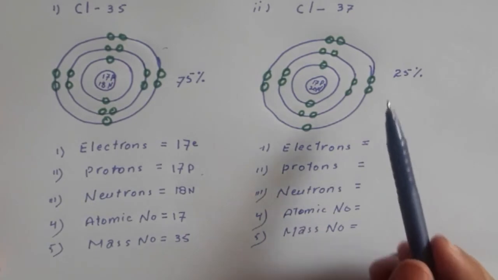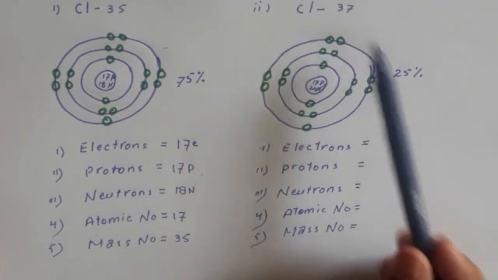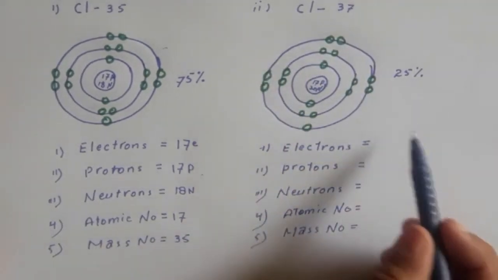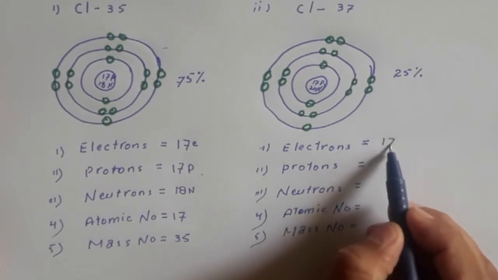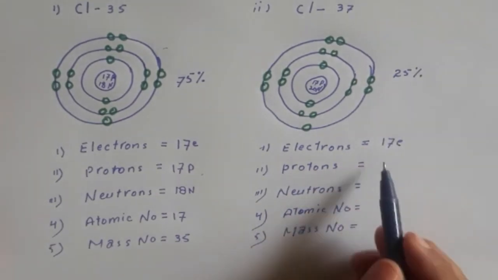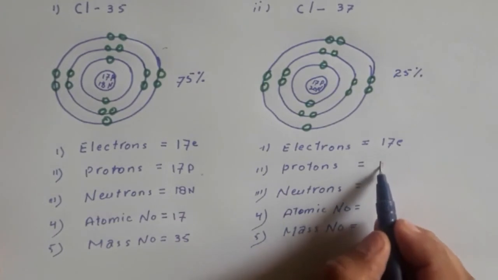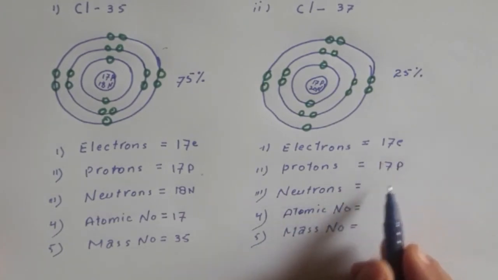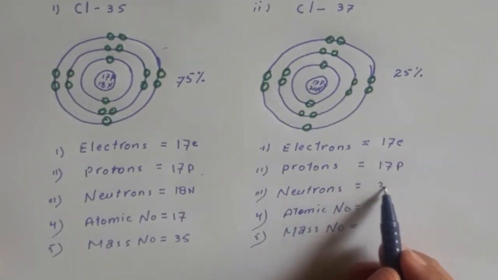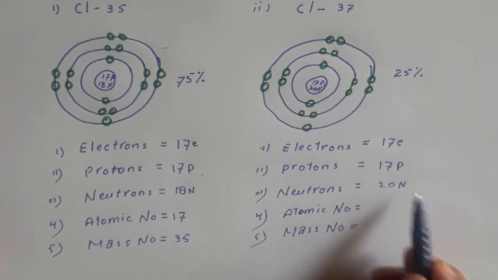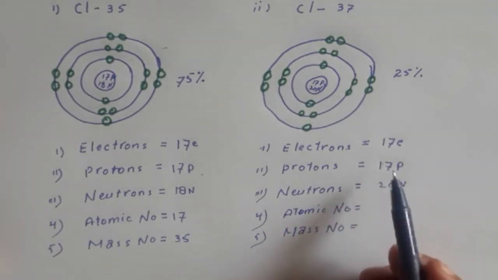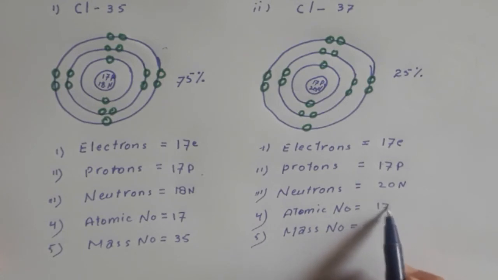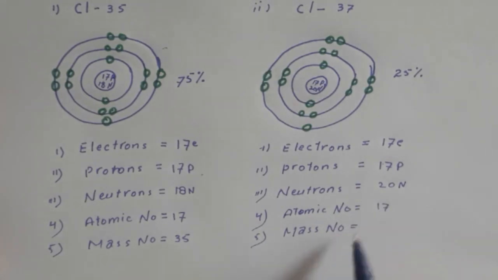Similarly, in the case of chlorine-37, the number of electrons present in the shells is how many? 17 electrons, while the number of protons present in the nucleus is 17. The number of neutrons is how many? 20 neutrons, while the atomic number is the number of protons or electrons, so how much? 17, while the mass number is the sum of protons and neutrons, so 20 plus 17 equal to 37.